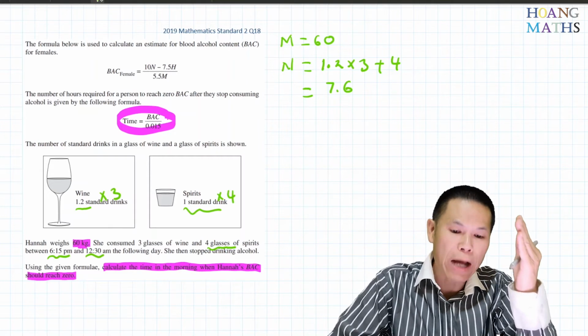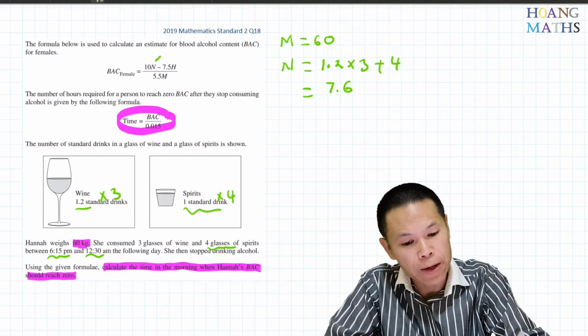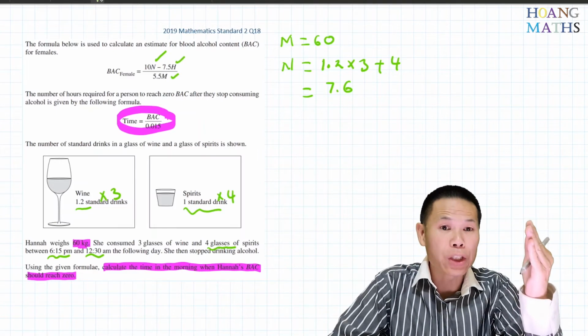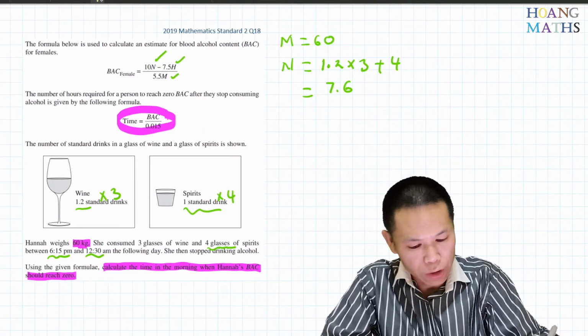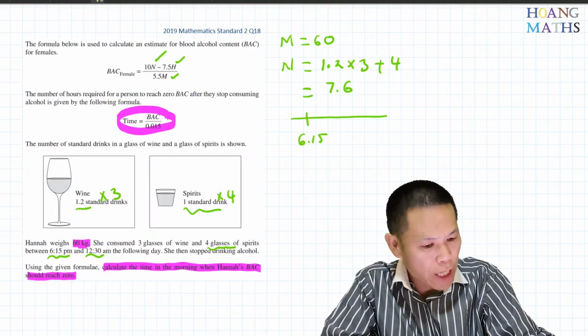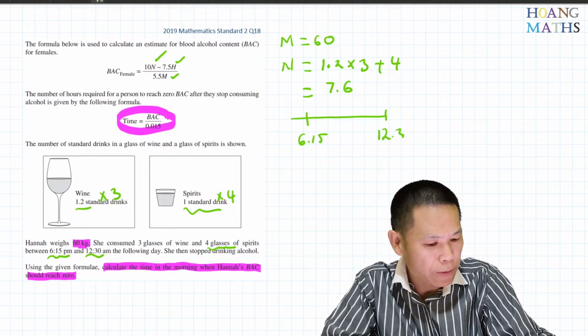So we need to work out the height first, okay? We have the N already and we already have M. We need to work out the height, the number of hours. So therefore, we just draw a timeline first. So we see that she starts at 6:15 and ends at 12:30.